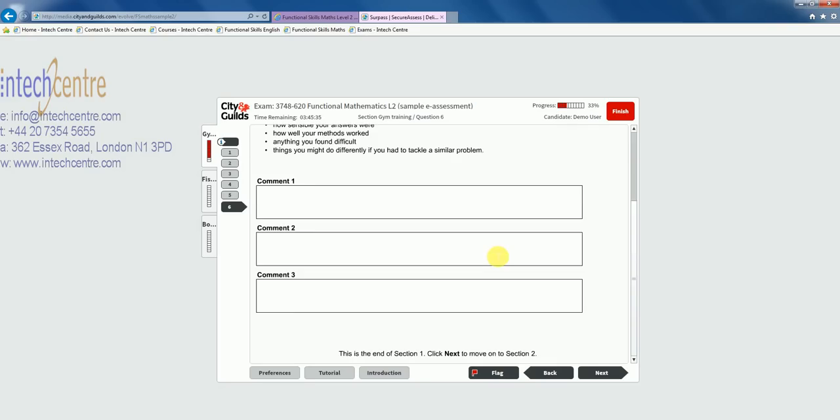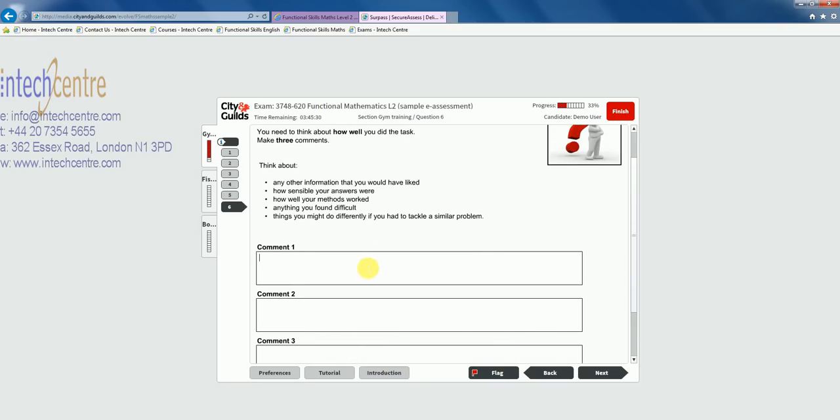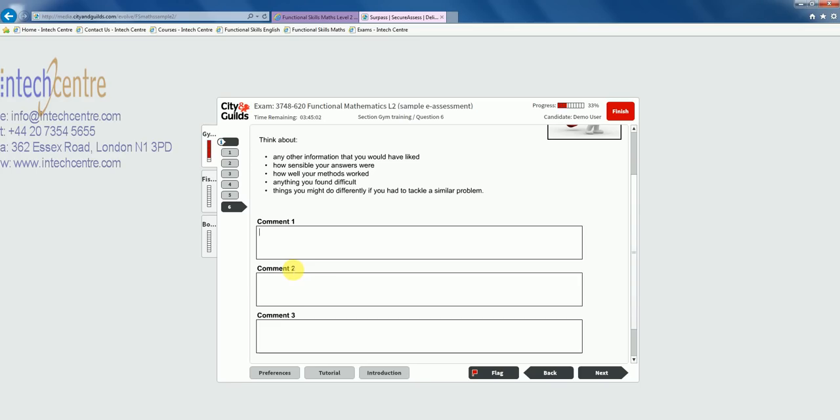So you get these questions a lot in the functional skills maths exam. So it's asking you to comment about your methods, how sensible your answers were. This is very subjective, there are many different answers that you can give. As long as you make a comment about how your method or anything with these points, and you've related it to the task, you're bound to get a point. So there's 3 comments. You should comment on 3 different aspects of the task. So comment on the method.